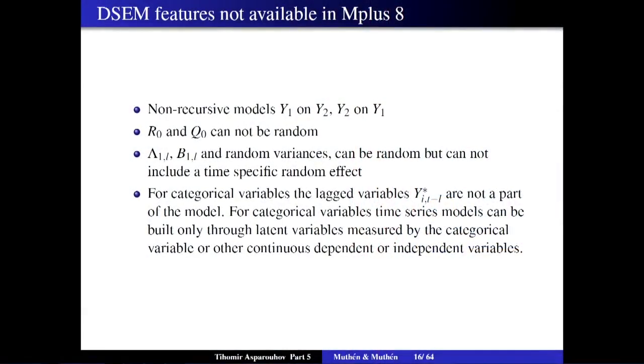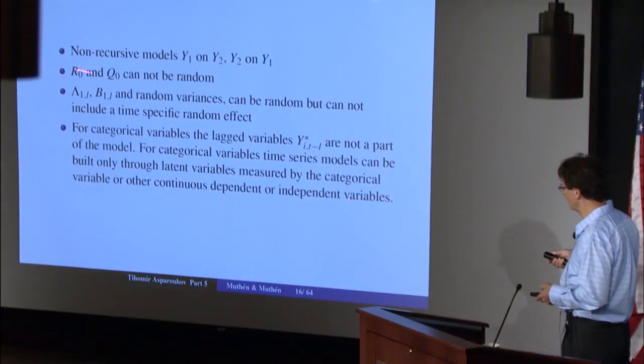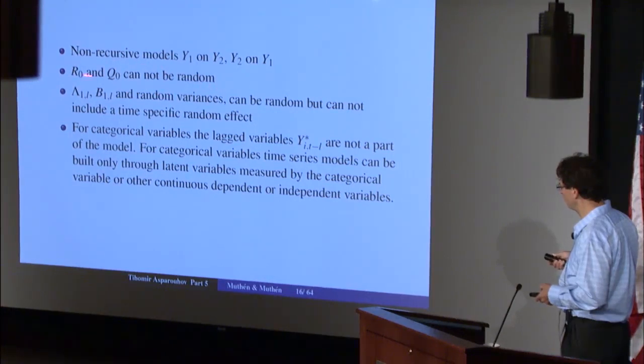There are some features that are not available. We just had to put an endpoint to actually release the program at some point. So those are not available, but they might be available in future versions. Non-recursive models are not available. That's actually generally for our Bayesian estimation. We don't have these models. This actually came up twice yesterday. So this is basically the lag zero regression coefficients between dependent variables. Those cannot be random at this point.